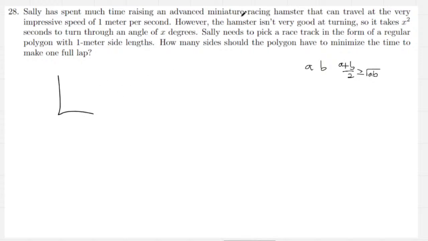So we have some kind of miniature racing hamster that goes at the speed of 1 meter per second. However, it's not good at turning, so it takes x squared to turn through an angle of x degrees. So let's say we're working with a square. Well, it takes 1 meter, 1 second. But then it has to turn through 90 degrees. It has to turn through 90 degrees this way, which is 90 squared time. And so it has to do this 4 times.